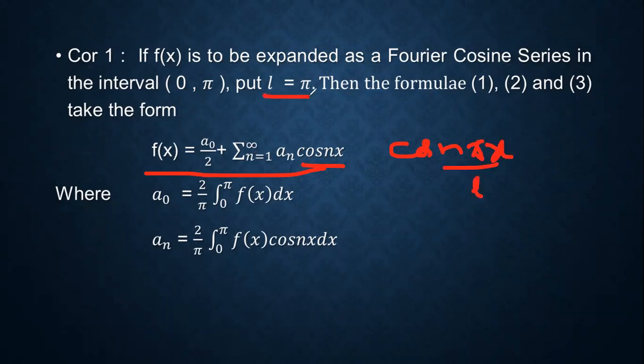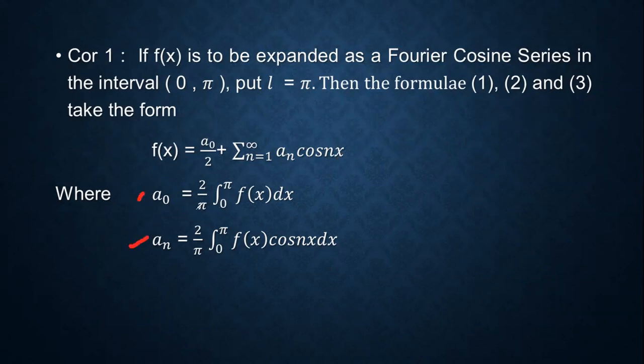But here L is equal to what? Pi. So if you substitute pi here in place of L, then pi will get cancelled. Finally, you get cos nx. So this is an cos nx. And similarly, to calculate a naught and an, in place of L we have to substitute pi. We have a naught equal to 2 by L integral 0 to L f of x dx.